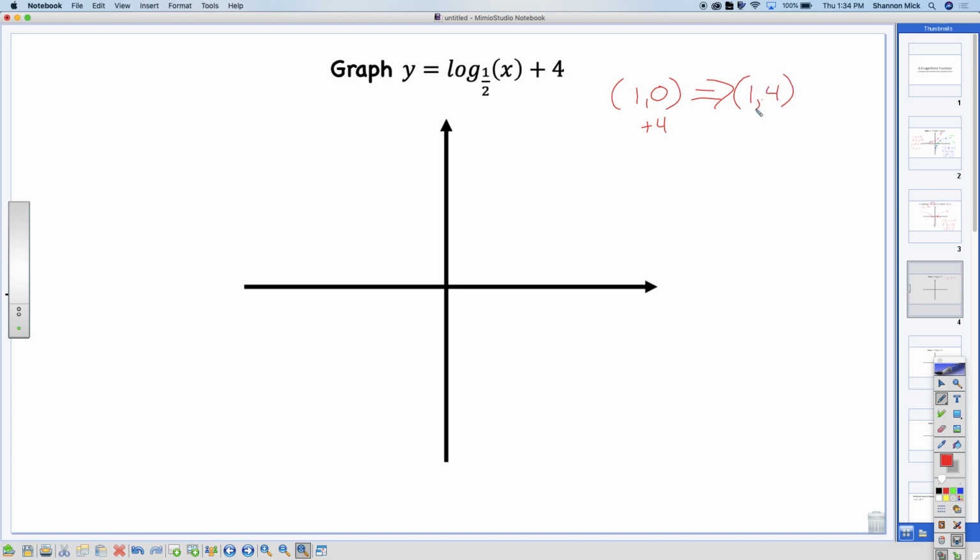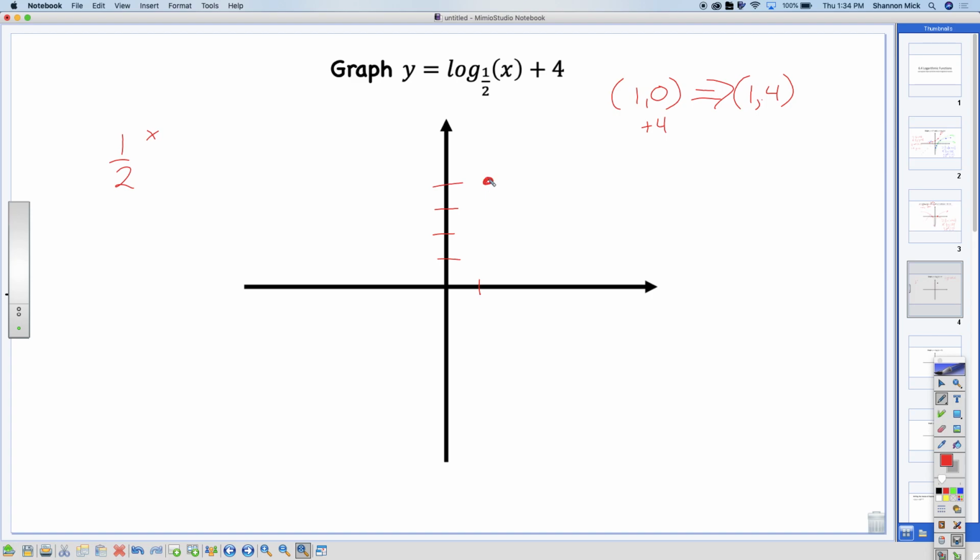Is this going to be close to the x-axis or further away? Closer, because it's a half. Farther away, because log 3 was higher than log 2. Right. Because what happens when I take one half away? It goes back up to the x-axis. So this point (1, 0) is going to go to what? No, it's going to be going up.